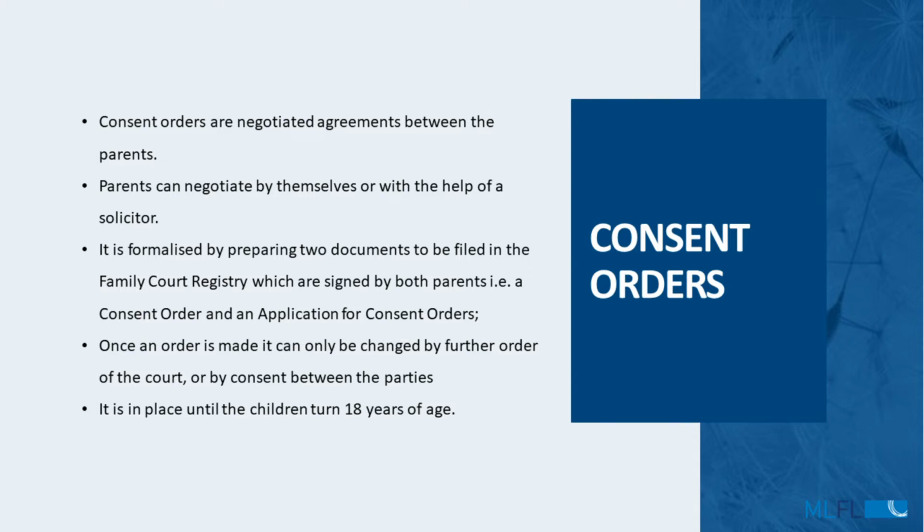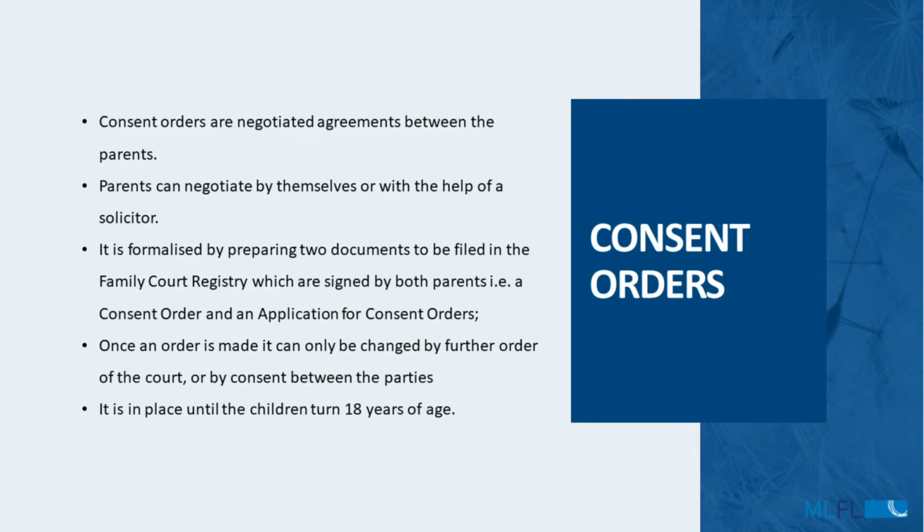The documents are the consent order, which sets out the parenting arrangements the parties have agreed to, and another document called an application for consent orders. That application for consent orders sets out some background information that the registrar of the court will need in order to make a decision about whether the consent order they've been asked to make is in the best interest of the child. So those 2 documents get filed in the family court registry.